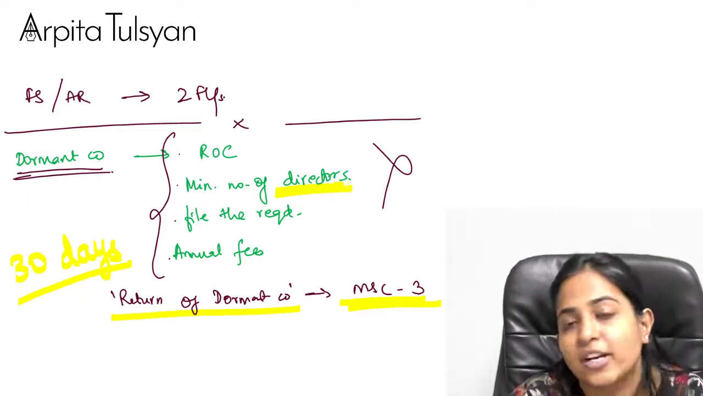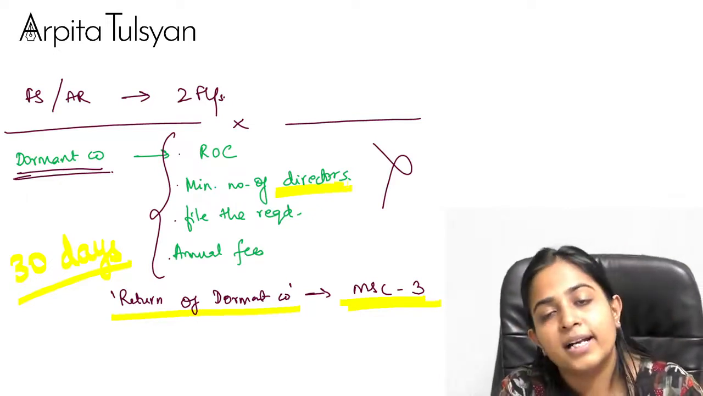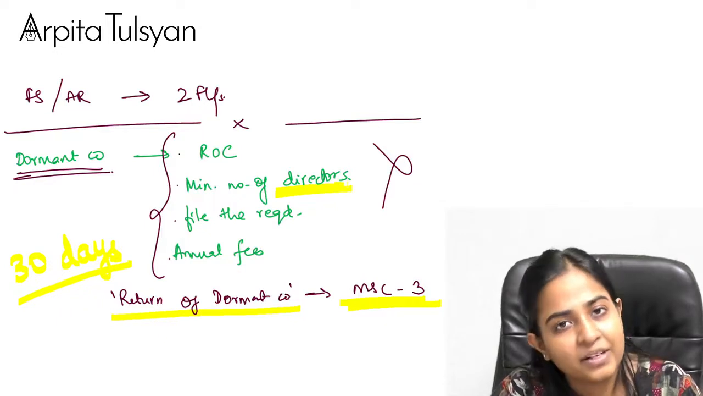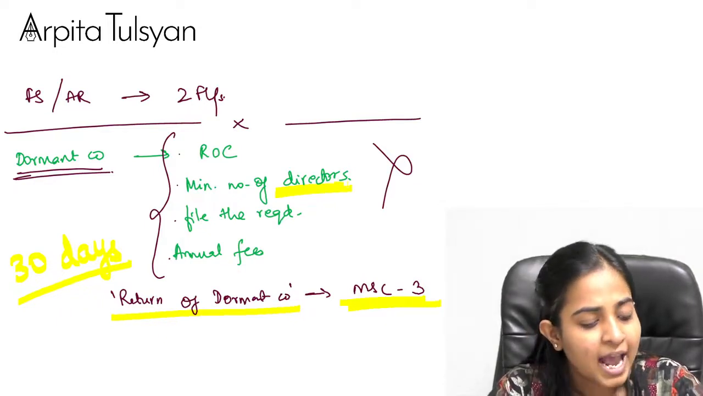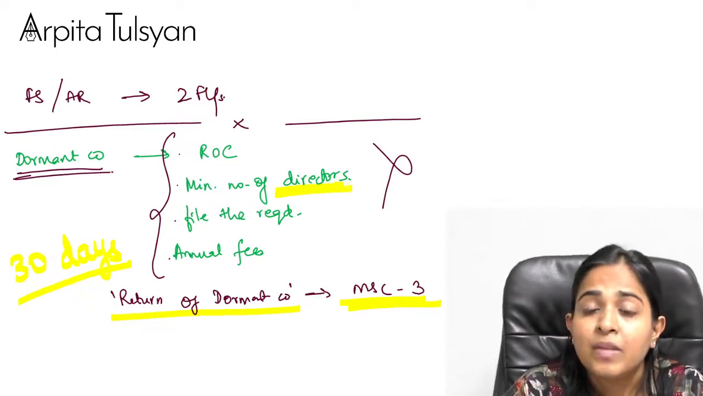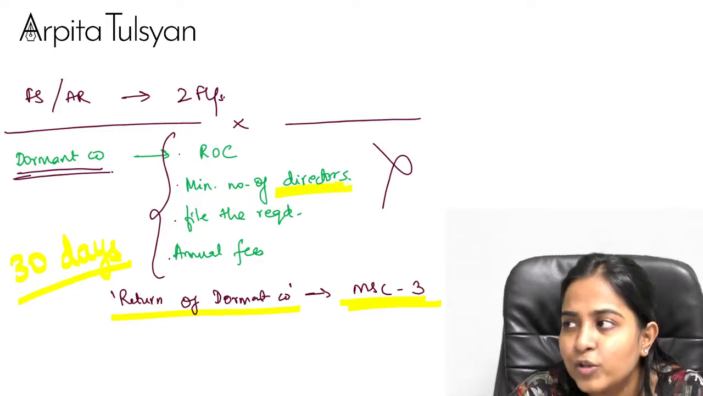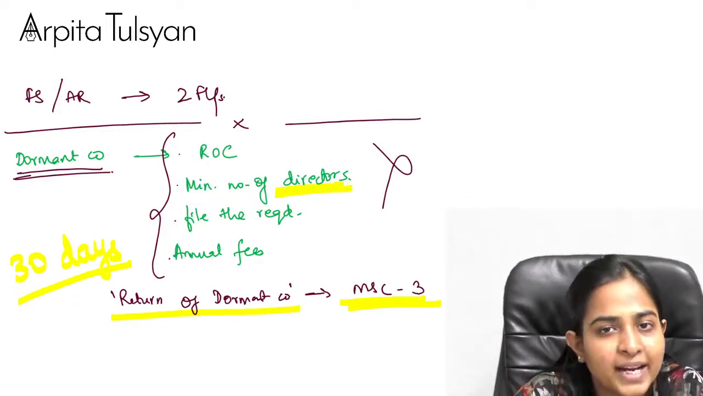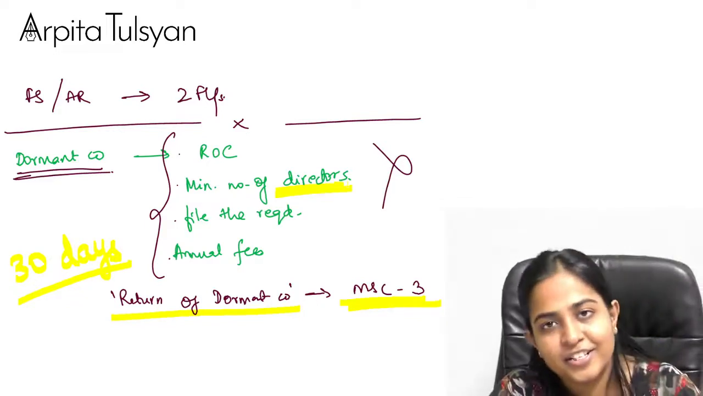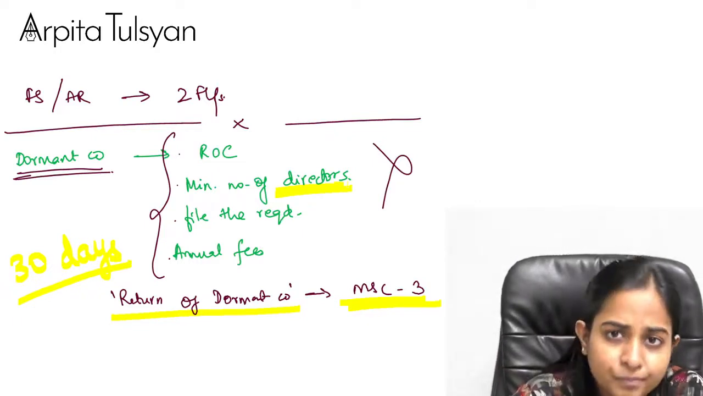And yes, one special requirement is there. It has to file a return called the return of dormant company within 30 days of close of the year, and that goes in form number MSC3. For what purpose was MSC1 used? MSC1 was used for the company suo motu making an application to the ROC for putting the name in the register of dormant companies. And MSC2, what happened in MSC2?